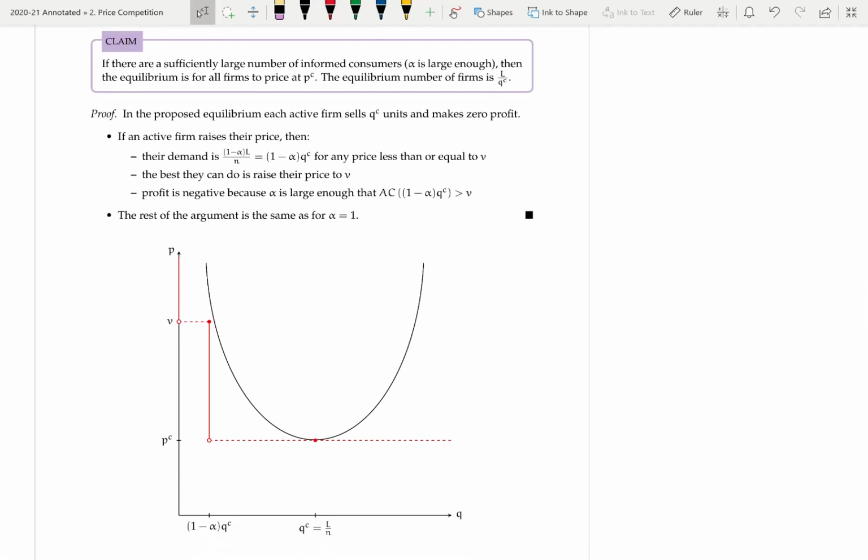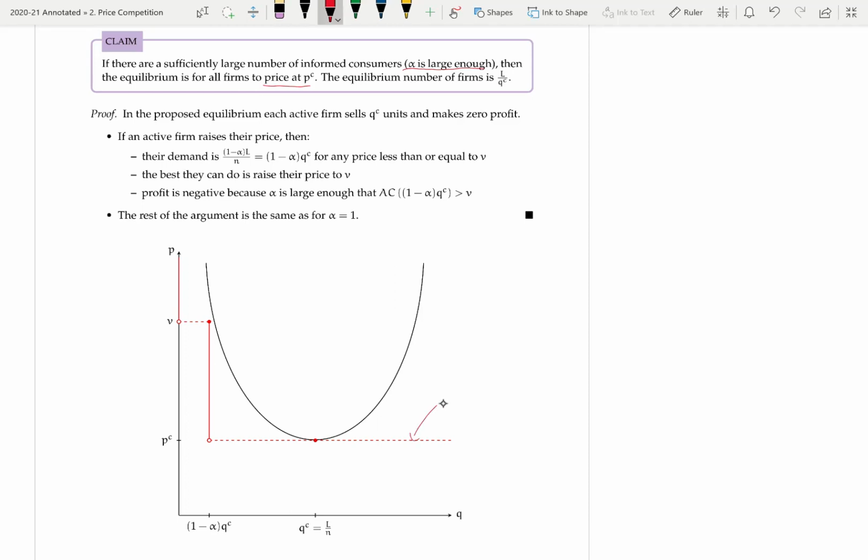So if there are a sufficiently large number of informed consumers, alpha is large enough, then the equilibrium is for all firms to price at the competitive level. The equilibrium number of firms is L over QC. So this is just the zero profit condition again. In the proposed equilibrium, each of the active firms is selling QC units and making zero profit.